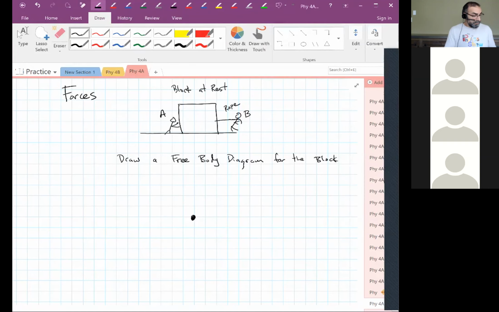So most forces originate from contact, right? So it's a good idea to just go through and think about what's touching the box. So what's touching the box? Person A is touching the box, and they are pushing on it to the right. So I can have a force here, looks something like this. This is the force from A on the block.